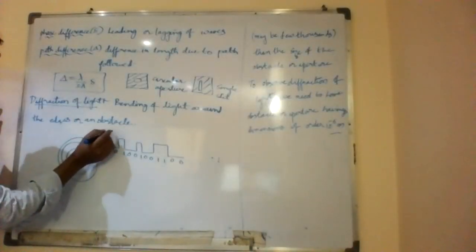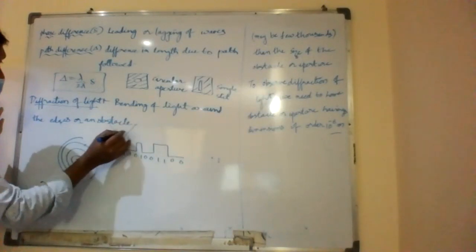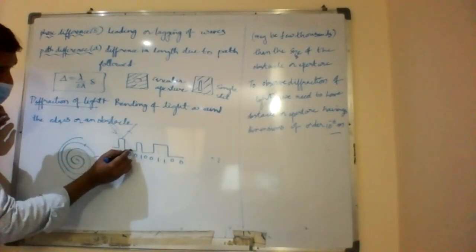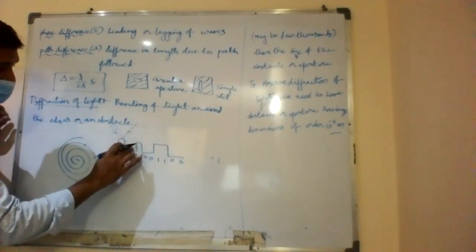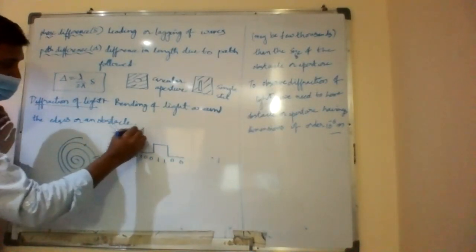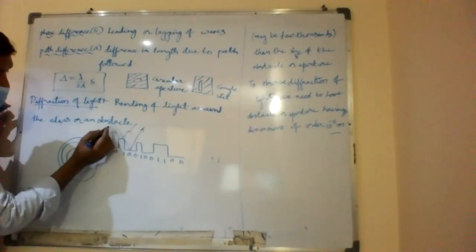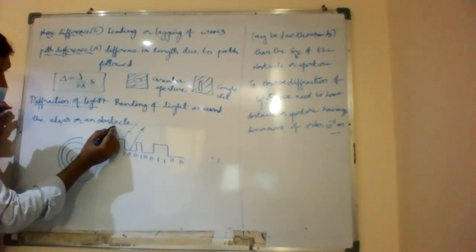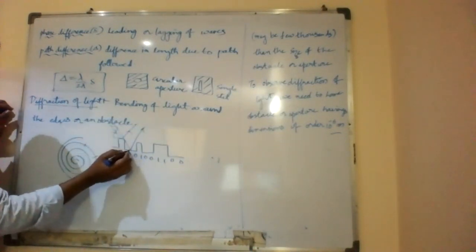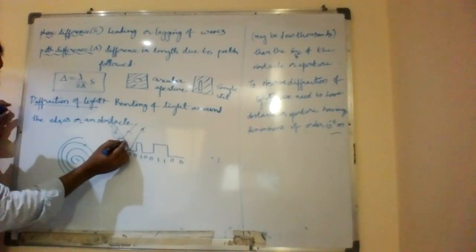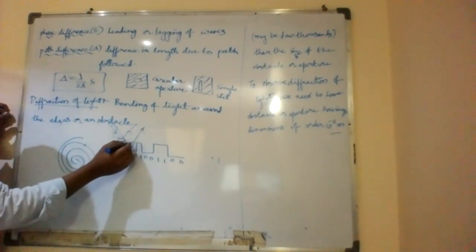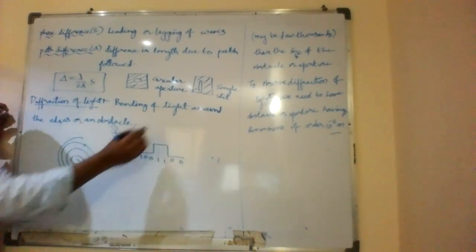Now, when light is incident, it reflects back like this, and that is detected. But here, it goes into the pit. Half the wave comes from here and half the wave comes from here. One is in phase, one is out of phase.